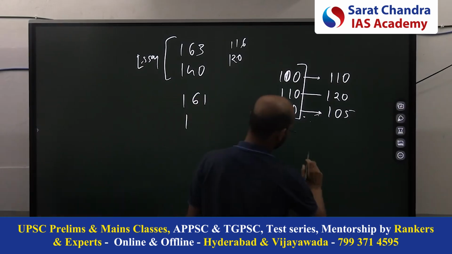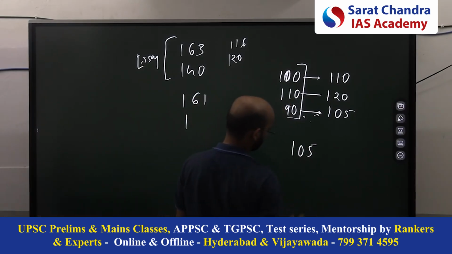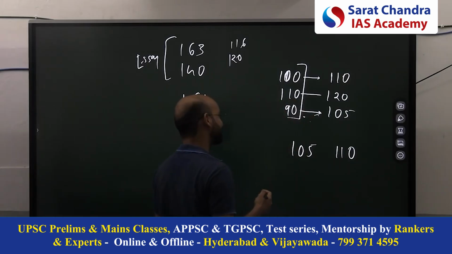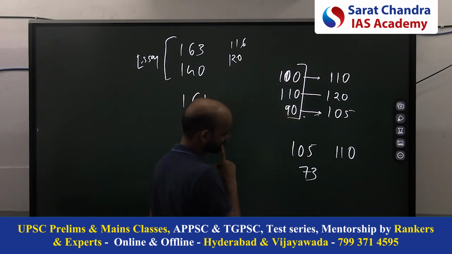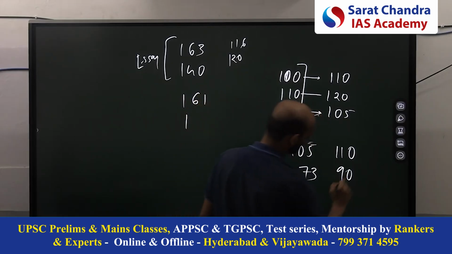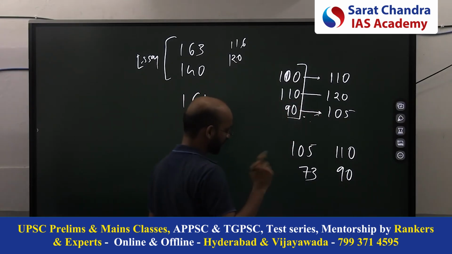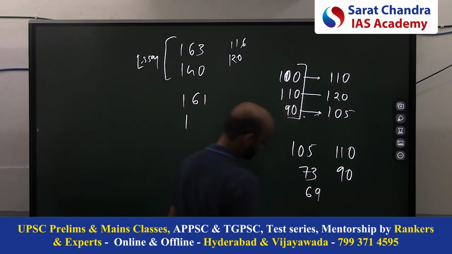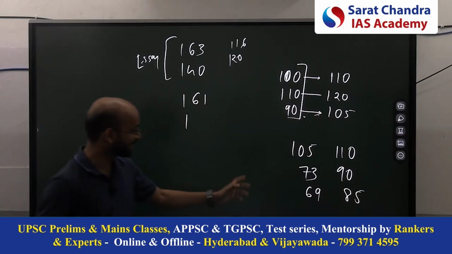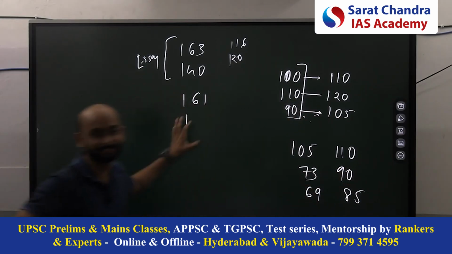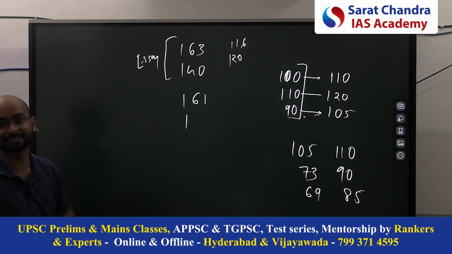GS2, my score in the first attempt was around 105, next 110, like this. GS1, the first attempt was 73. Second, I think I got 90. I mean the first mains and second mains. First mains GS3 was 69. The next time I got 85. So the range of marks is very different in GS compared to the essay and ethics.